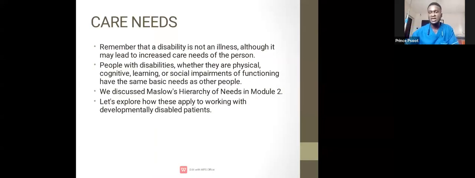Now we're talking about the care needs, discussing Maslow's hierarchy of needs. Remember that disability is not an illness, although it may lead to increased care needs of a person. Whether the disabilities are physical, cognitive, learning, or social impairment or functioning, they all have the same basic needs as other people. We'll discuss Maslow's hierarchy of needs in module 2, and explore how this applies to working with developmental disability patients.